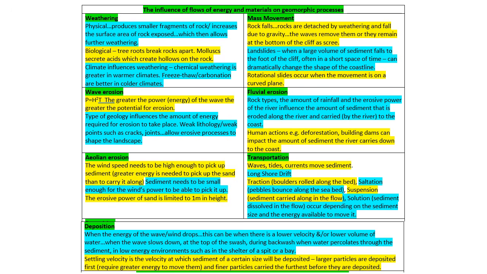The settling velocity is the velocity, or the speed, at which sediment of a certain size will be deposited. And obviously the larger particles are deposited first because they need greater energy to move them, and the finer particles will be carried furthest before they are deposited.